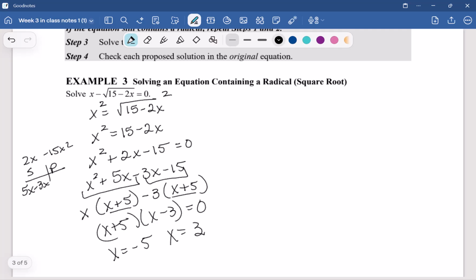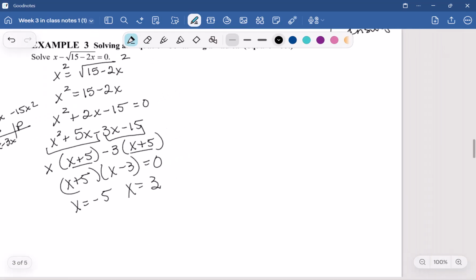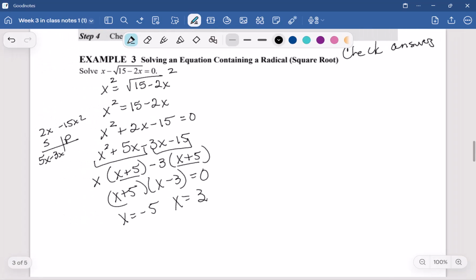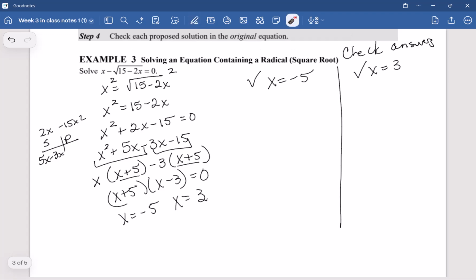Now, you always have to check your answers. Sometimes on a radical equation, sometimes one of them will work, sometimes both of them will work, sometimes none of them will work. So I'm going to check both of them. Now you check it by just plugging it back into the original everywhere there's an x.